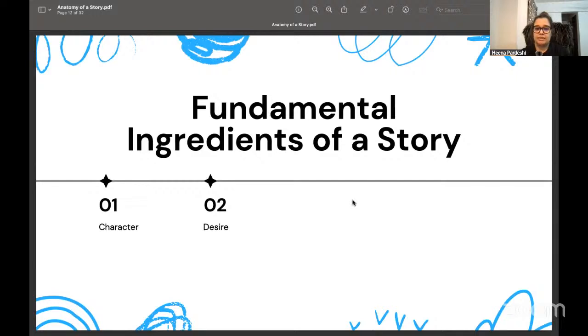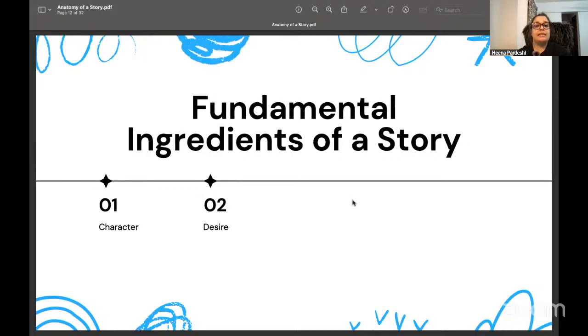In Educated, Tara's external desire is to get an education, but her internal desire is to find her voice and identity that is separate from her family's. Her academic journey is actually a metaphor for psychological emancipation.